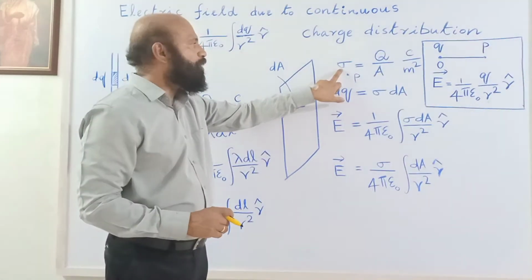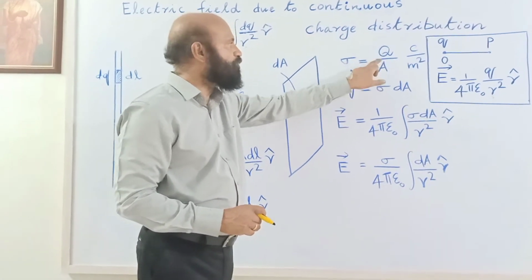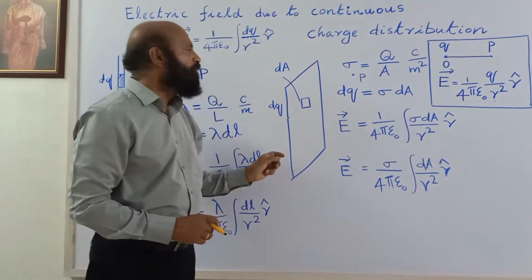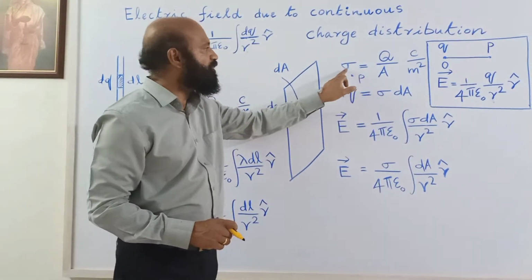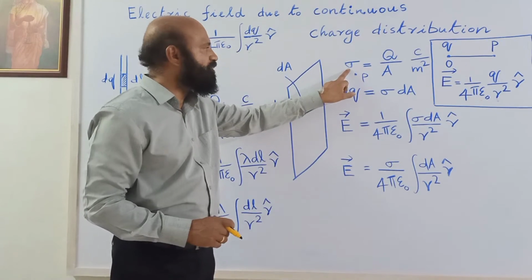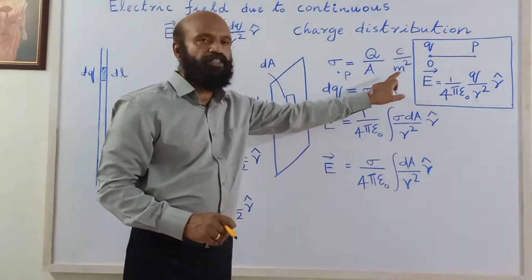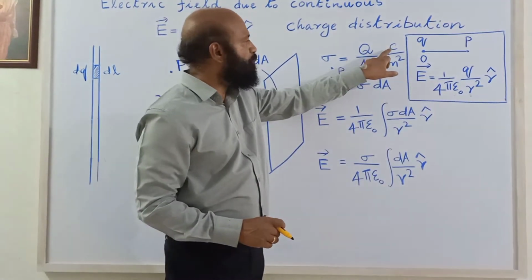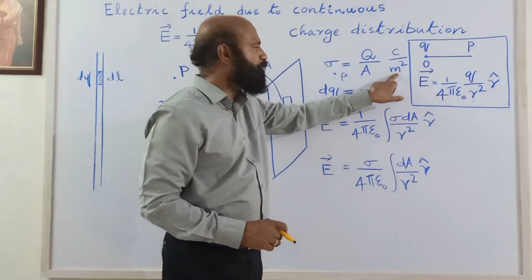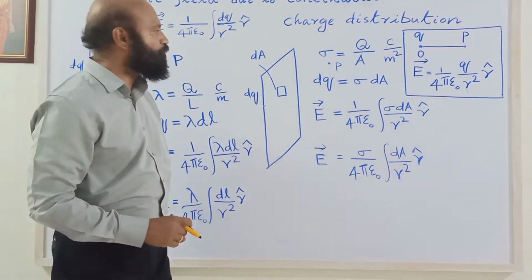Then the sigma is the surface charge density, charge per unit area. Total charge on the surface is q. You divide by the area, so you will get the surface charge density, charge per unit area. Charge is measured in coulomb, area is measured in meter square. So surface charge density is measured in coulomb per meter square.